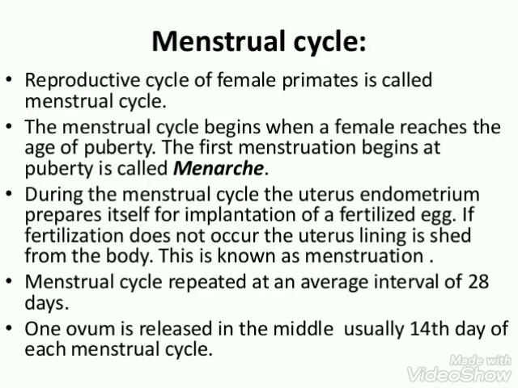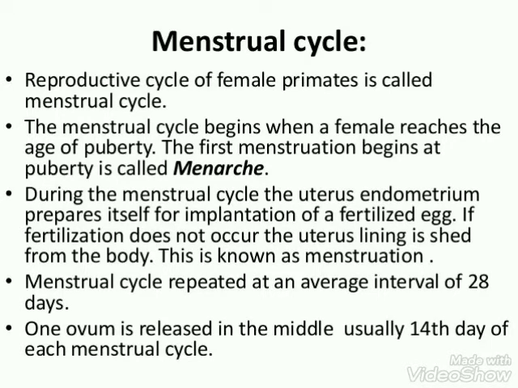The rhythmic series of changes that occur in the reproductive organs of female primates, usually monkeys, apes and human beings, is known as the menstruation cycle. The menstruation cycle usually begins in females at the age of puberty. The first appearance of menstruation in a female at the age of puberty is known as menarche. Similarly, when the menstruation cycle permanently stops in a female, say around the age of 50, this is called menopause.